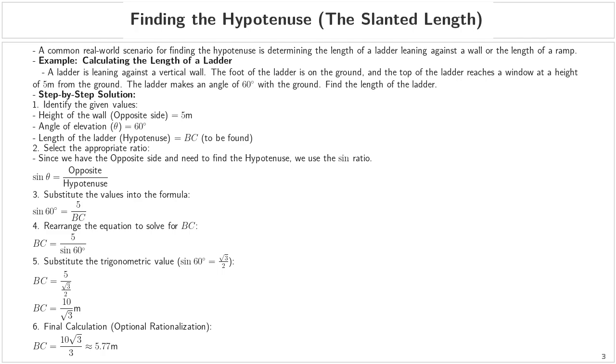Now that we understand how to choose between sine and cosine from our previous slide, let's put that theory into practice. This result makes sense, as the hypotenuse should be longer than our vertical height of 5 meters. In our next slide, we will see how a similar process works when we are looking for the horizontal base instead.